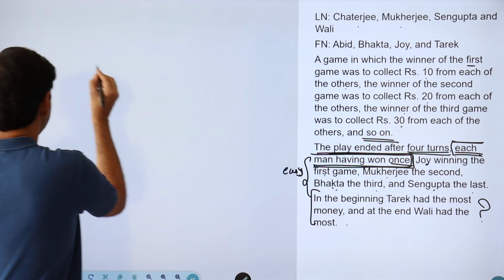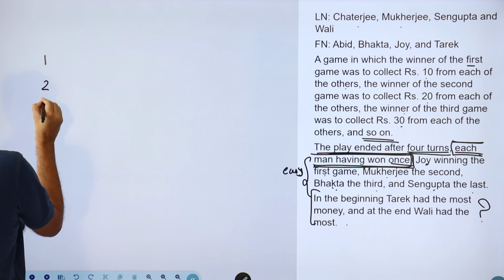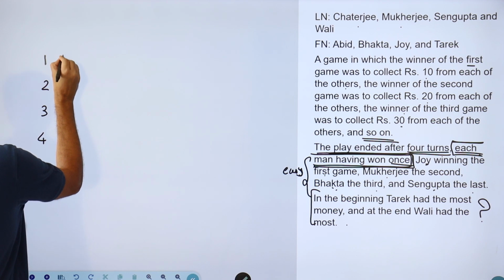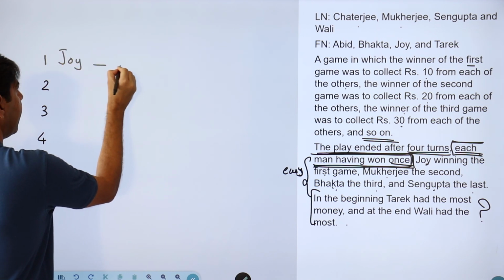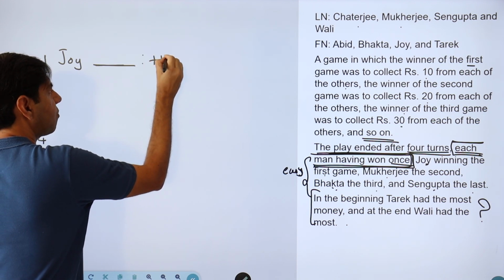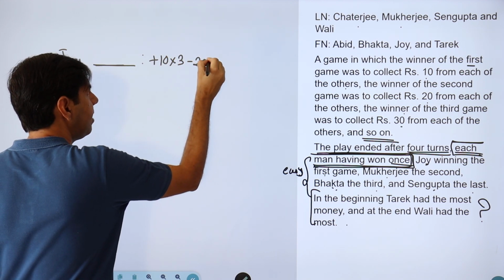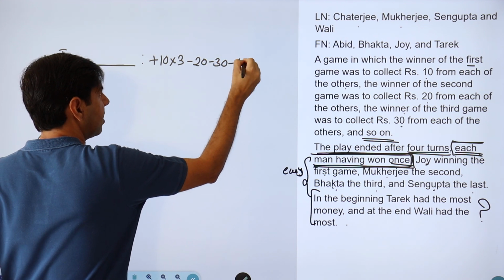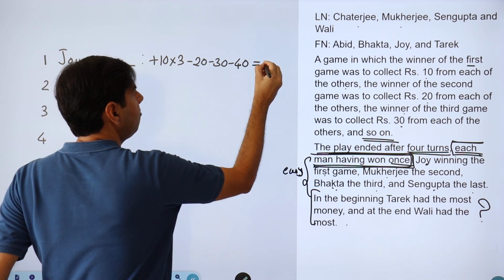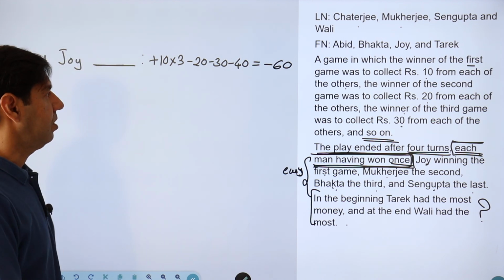So the way to collect it is actually simple. You just go in sequence, the play numbers: 1, 2, 3, and 4. The first one has been won by Joy, but we do not know the second name. Now Joy, in the first game, would have collected 10 rupees from all the 3 people, and would have lost the second game, lost the third game, lost the fourth game. So Joy would have ended up with plus 30, and the losses total 90, so Joy would have lost 60 across all the 4 games.